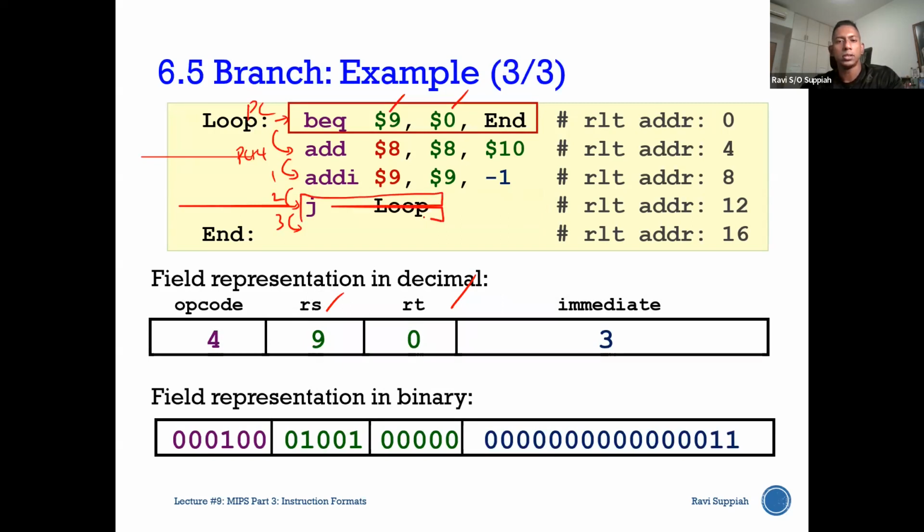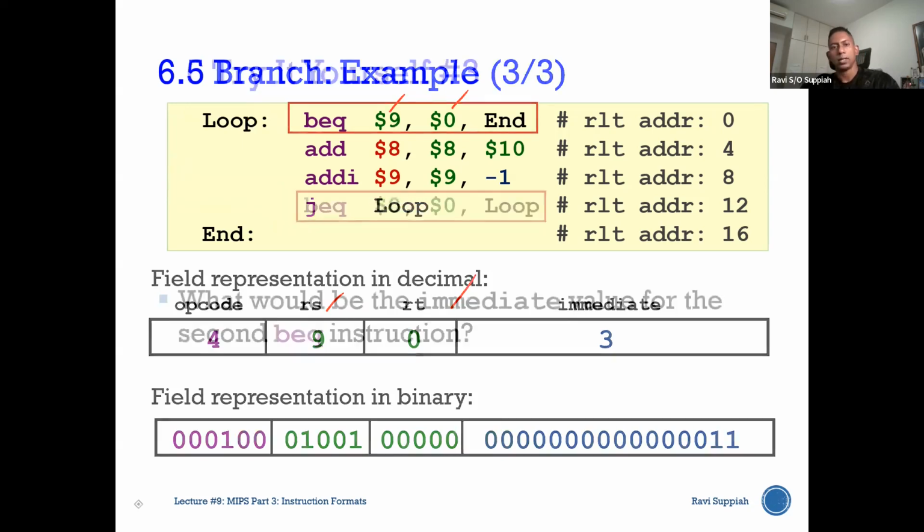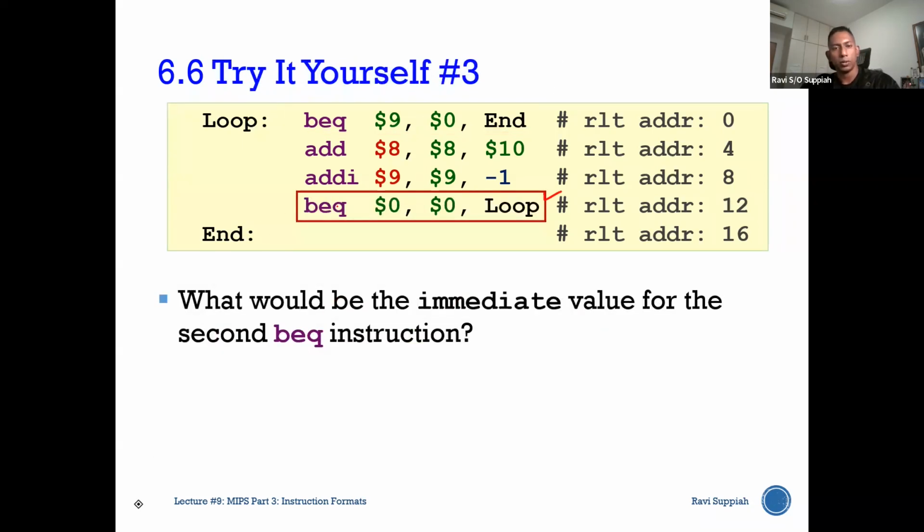A jump instruction is not conditional. That means you will always jump. You're not checking for any condition. So we're just trying to replace that with the BEQ instruction to show what happens when you jump backwards, or when you branch backwards. So in this example, what happened? I will always branch to loop.